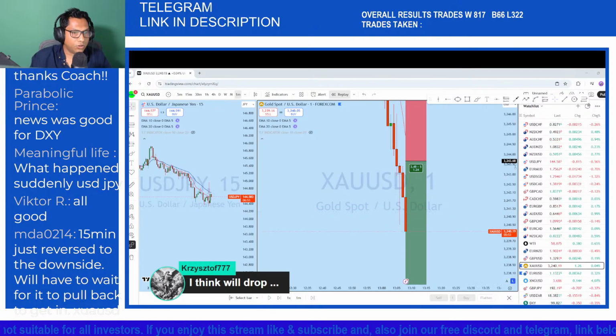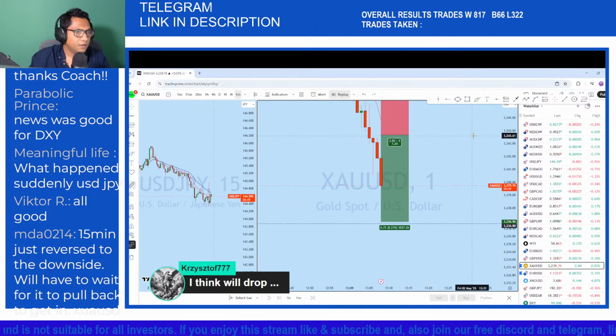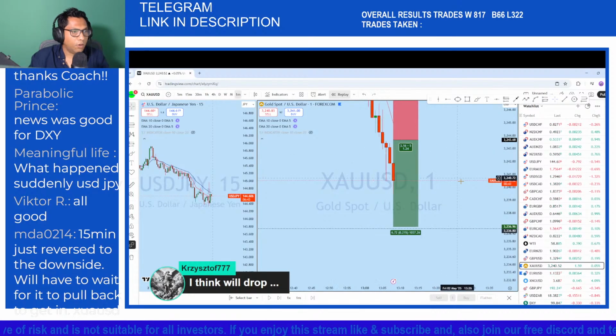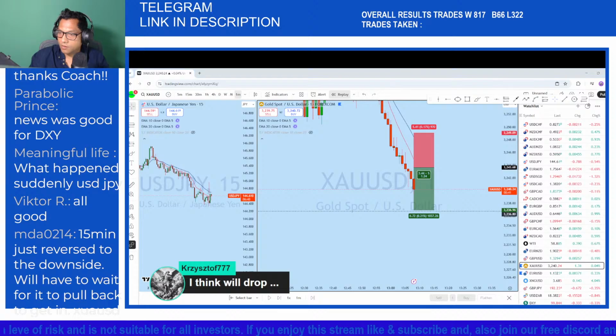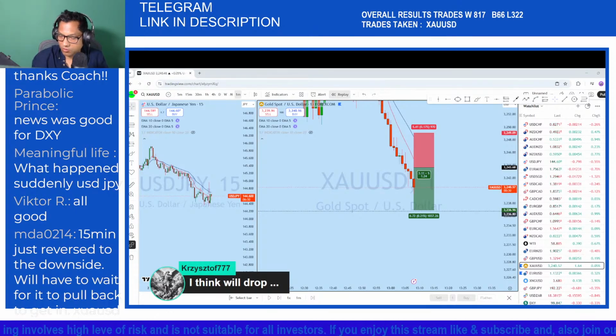It moved a lot in a quick move. That way you can see that here. So almost 40 pip gain. It dropped to that. As soon as you close, it starts to drop. So for me it's around 38 pips.